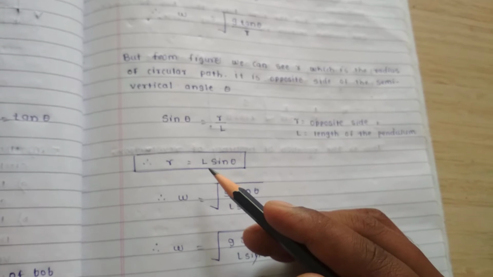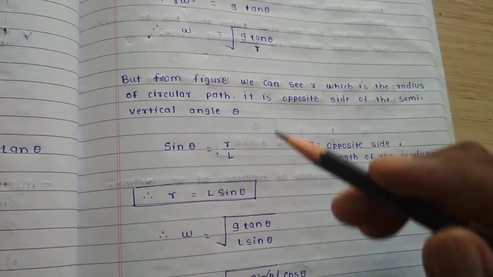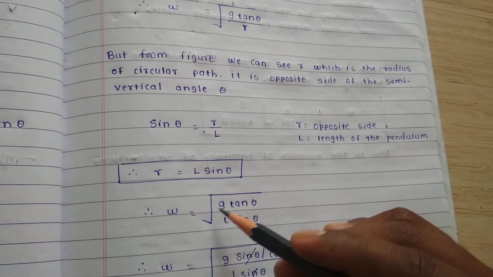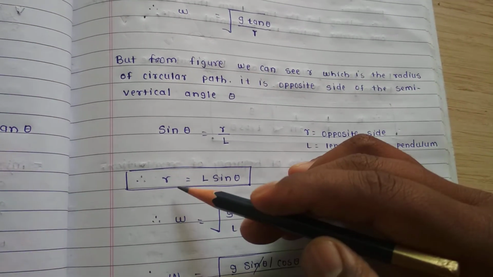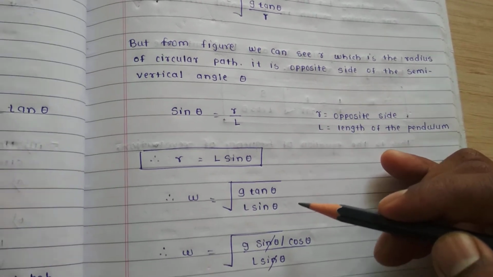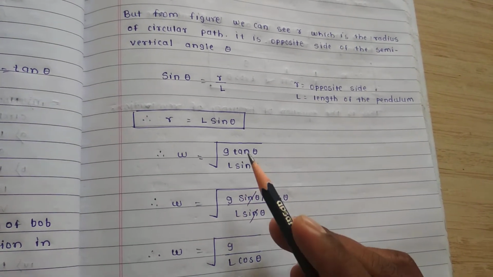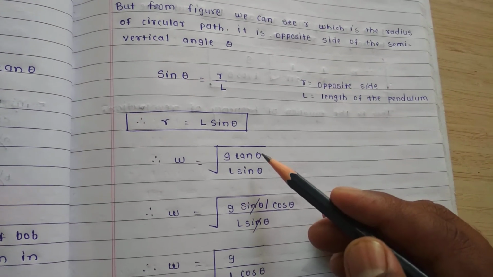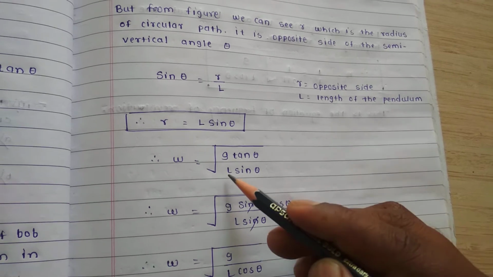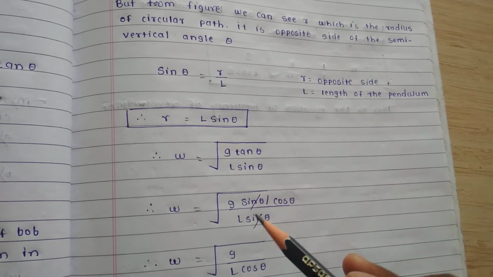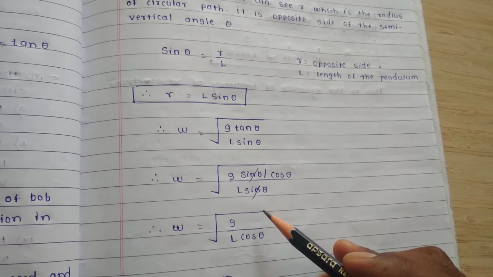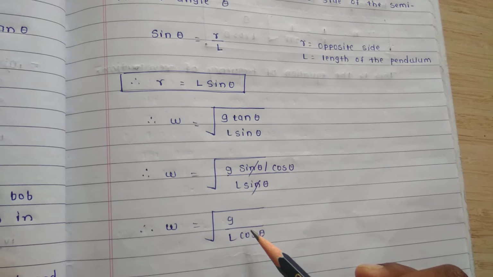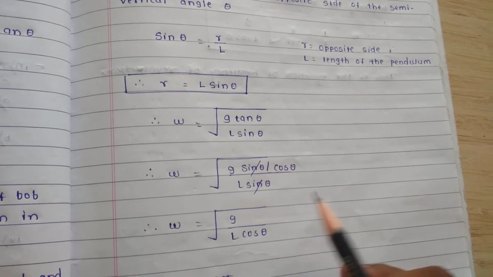Now put the value of r in this equation. Omega is equal to under root g tan theta divided by r, and the value of r is L sin theta. Tan theta means sin theta upon cos theta, so omega is equal to under root g sin theta upon cos theta divided by L sin theta. Here sin theta gets cancelled. What is remaining? Therefore omega is equal to under root g upon L cos theta.